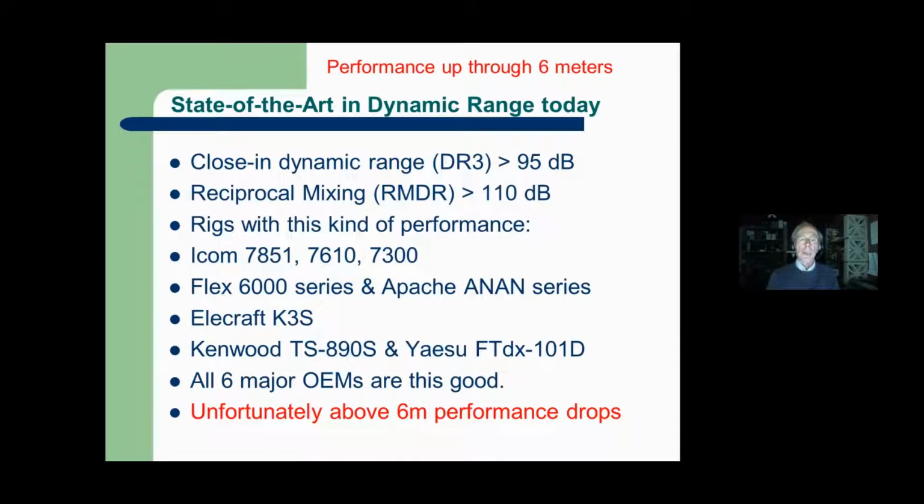So here's a listing from all 6 major OEMs that they have at least this good for their top of the line radio, which are just amazing. If we would go back to 20 years ago, we couldn't imagine these numbers. So the close-in dynamic range, 95 dB or higher. Reciprocal mixing, which you'd like to be better than the third order number simply because reciprocal mixing can occur if we only have one strong signal, where the third order type of thing requires 2 or more.